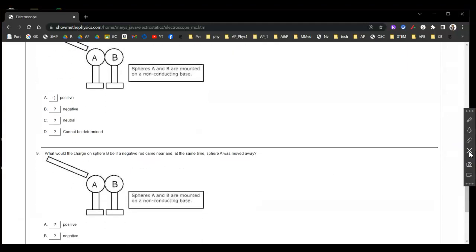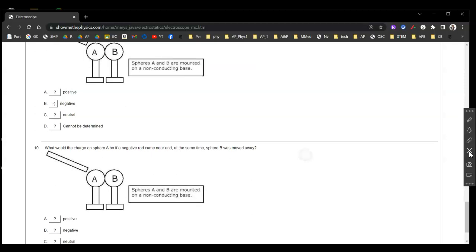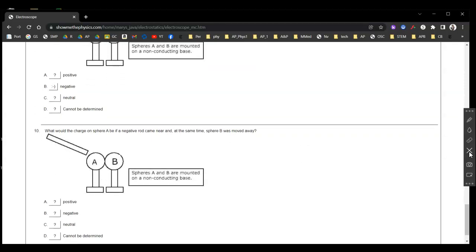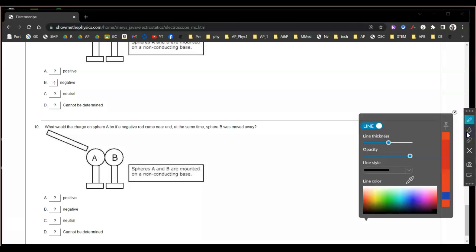All right, what would the charge on sphere B be if a negative rod came near? Now, if the rod is negative, the electrons will travel to B, repelled by that negative rod. What would the charge on B be? That would be negative. How about what would the charge on sphere A be if a negative rod came near? So this is negative. The electrons would be driven in this direction. So A would be positive.